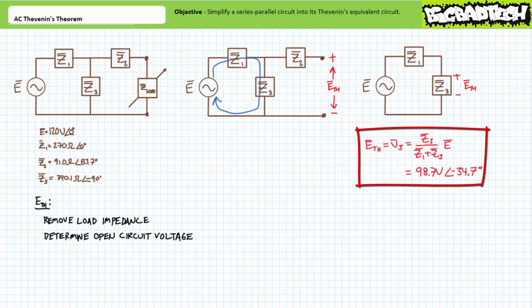An application of the AC voltage divider rule solving for V3 yields 98.7 volts at an angle of negative 34.7 degrees. This is our Thevenin's equivalent voltage, ETH. Let's set these calculations aside and move on to solve for ZTH, the Thevenin's equivalent impedance.